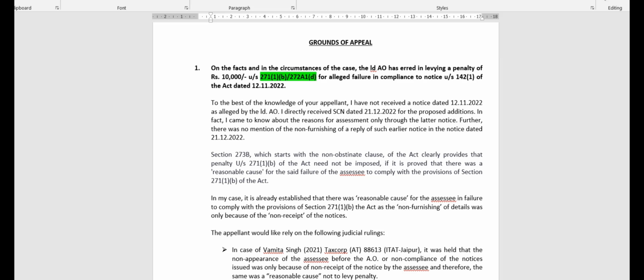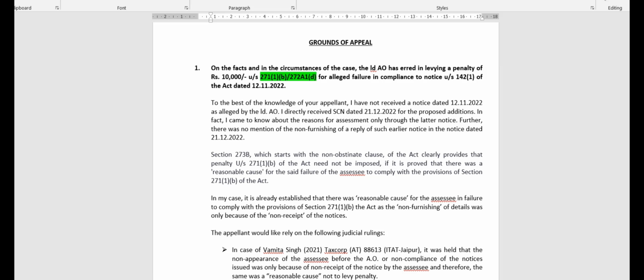So in this matter, the ground would be very simple. It would be only one ground, that is levying of penalty. Let's see. On the facts and in the circumstances of the case, the learned AO has erred in levying penalty of 10,000 under section 271(1)(b) / 272A(1)(d) for alleged failure in compliance to notice under section 142(1) of the Act dated so and so.